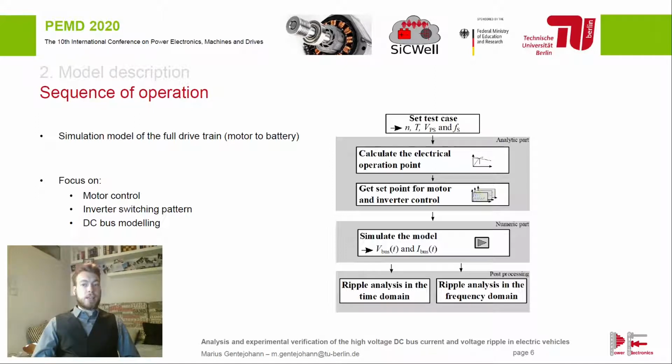For a given test scenario, the operation point is derived analytically and the set point for motor and inverter control is taken from lookup tables. Then, the DC bus current and voltage ripple are simulated with the software Plexim. Finally, the ripple is analyzed in time and frequency domain.